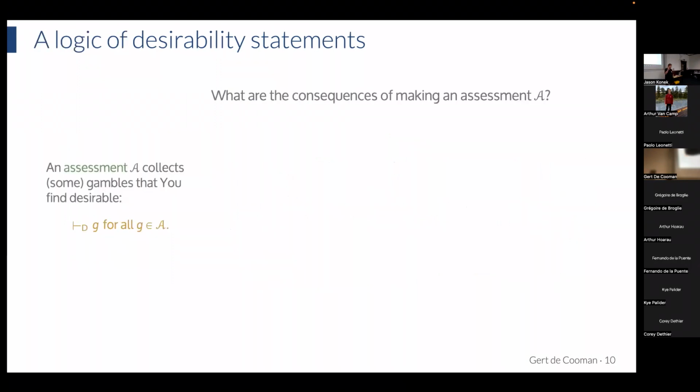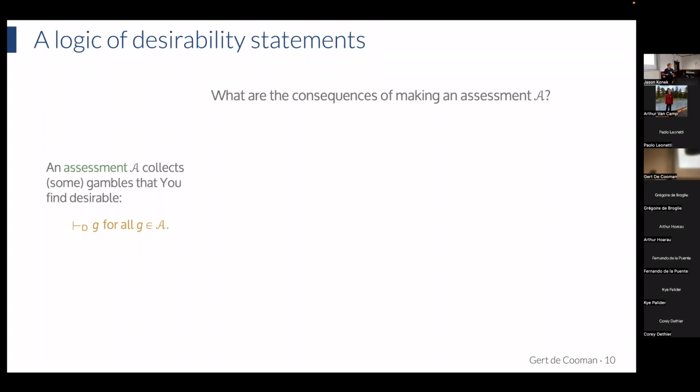Okay, now let's go to the logic behind desirability. You, the subject, make a number of desirability statements. You say, okay, I think that this gamble is desirable, and I think that this gamble is desirable, and there's another gamble there that is desirable. So you give a set of gambles. I will call that script A, the set of all the gambles for which you have given a desirability statement. So you tell me, I think this gamble is desirable, and this one, and this one.